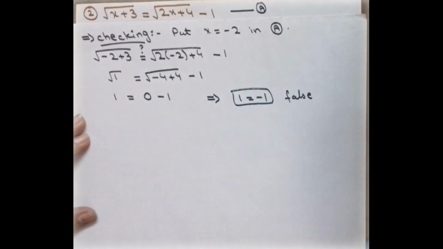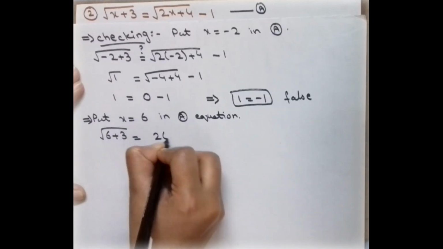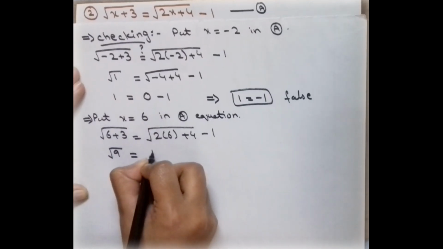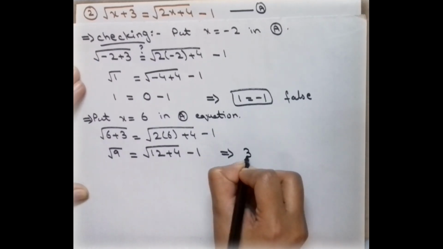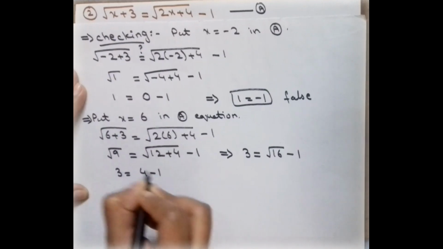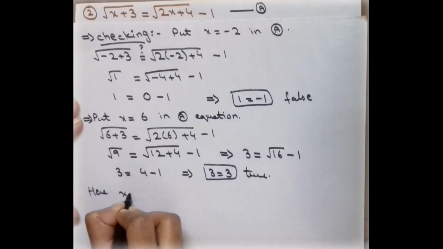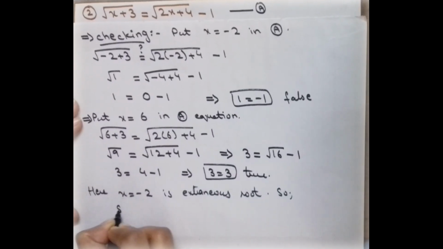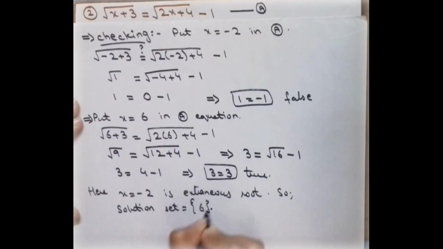So it is an extraneous root. Now for the value x is 6: root of 6 plus 3 is equal to root of 2 into 6 plus 4, minus 1. Root of 9 is equal to root of 12 plus 4, minus 1, and this implies that 3 is equal to root of 16 minus 1, and after this step 3 is equal to 4 minus 1. This implies that 3 is equal to 3. So it is valid. x equal to minus 2 is an extraneous root. So we can write the solution set, which is equal to 6. So its solution set is 6.